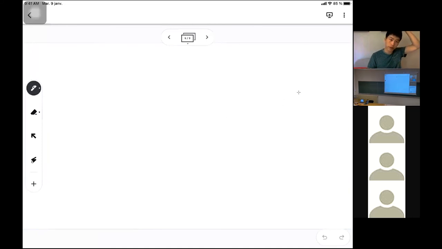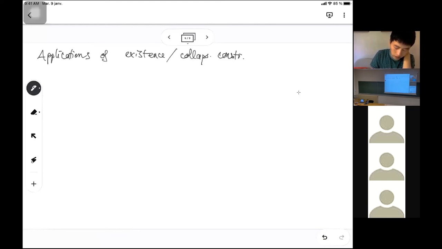Right, so that's it for these two theorems. And I want to give you some applications of these two facts, related to the minimal volume and the essential minimal volume: existence and collapsing construction. So what can we say once we know these two theorems of Cheeger-Gromov?